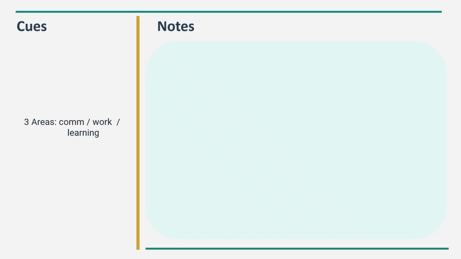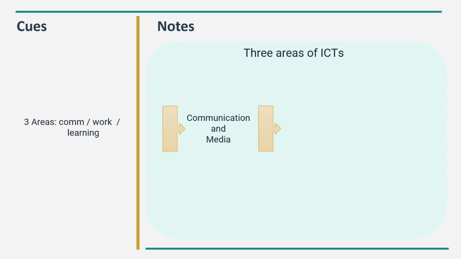In the ATP and past NSC papers, ICT questions fall into three areas. First, communication and media. Second, work and business. And third, learning and everyday life. We'll review each with examples and then look at positive and negative impacts.